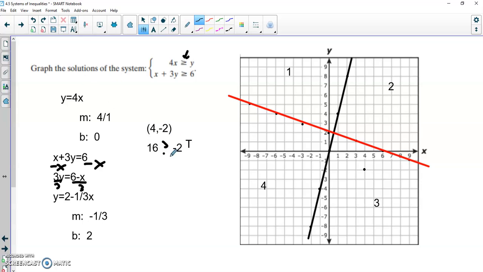Does not like me putting just a line there. Let's do it this way. Boom. Except now it's a dot. All right, there we go.